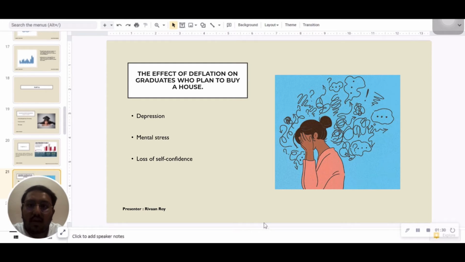Secondly, the effect of deflation on graduates who plan to buy a house. The graduates who plan to buy a house may have difficulty finding a job, because when the country experiences deflation, prices fall, which means less consumer demand, and the lower consumer demand leads to an increase in the unemployment rate in the country. So the graduates will be mentally disturbed, which causes them depression, mental stress, and loss of self-confidence.